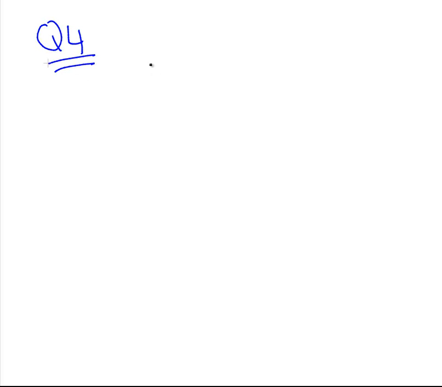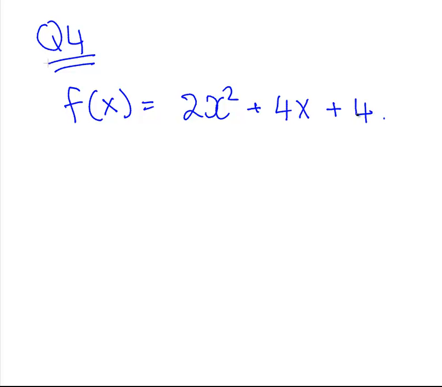And question 4 is a long expression, but a lot of very simple components to it. So 2x squared, plus 4x plus 4. Now, just as a remark, the derivative of this, this, and this separately, we just combine them together to get the overall derivative.